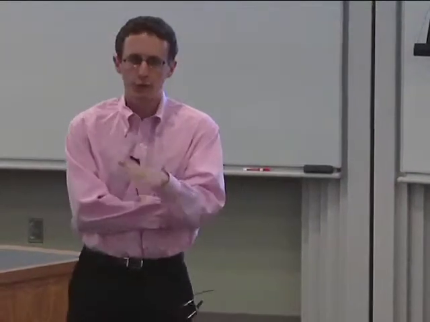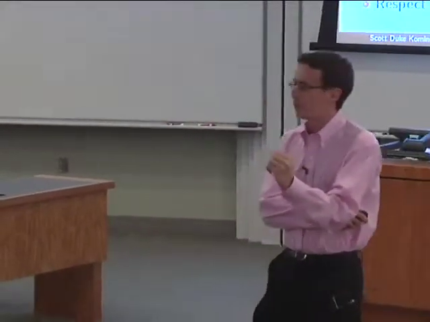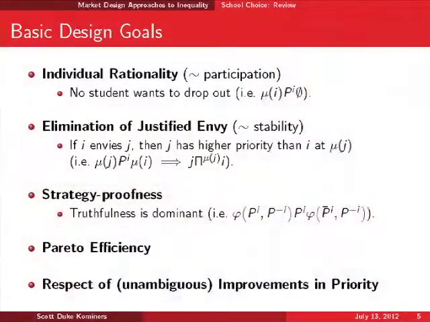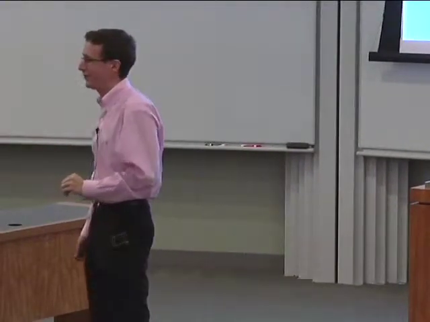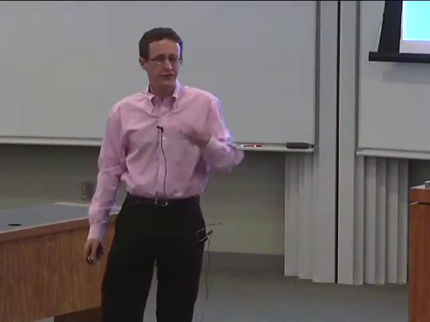And these were our design goals, our basic goals. So leaving aside school competition, we talked about strategy proofness. We talked about elimination of justified envy. We talked about Pareto efficiency. We saw that these are in conflict with each other. And we also had this respective improvements criterion. OK. Last thing, we ended this discussion on school choice with this piece of bad news. Yeah?